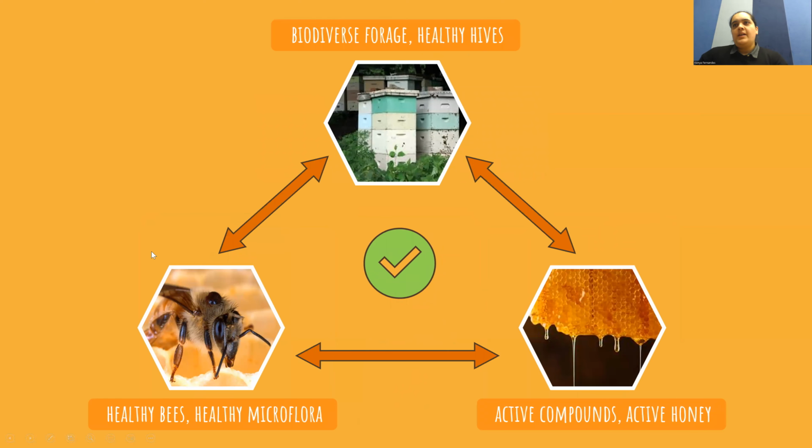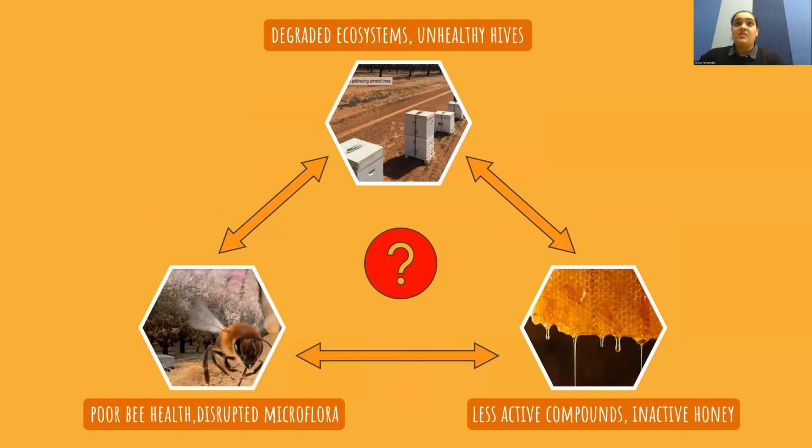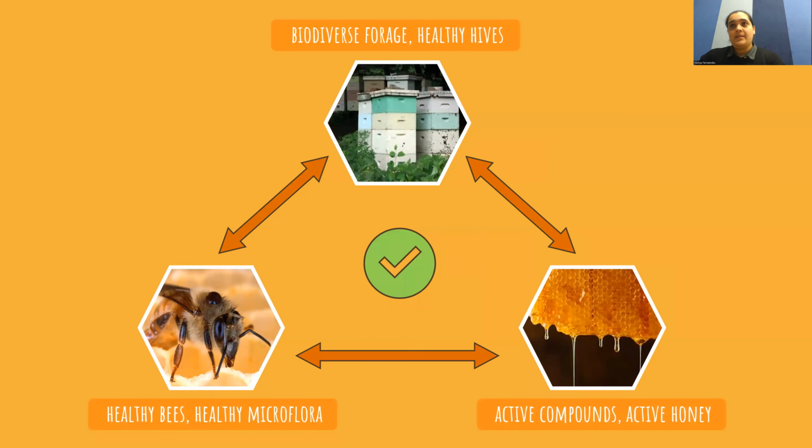So now we've heard the story, where to from here? The picture that we've been building up is one of a feedback loop between biodiverse forage and healthy hives, healthy bees and healthy microflora, and in turn, active compounds and active honey. So the flip side of this is degraded ecosystems and unhealthy hives, poor bee health and disrupted microflora, and in turn, less active compounds and inactive honey.